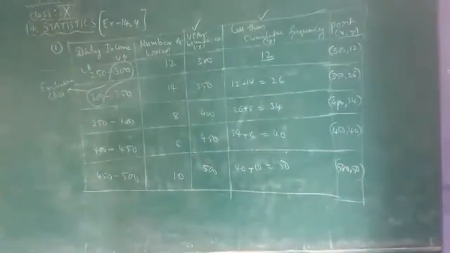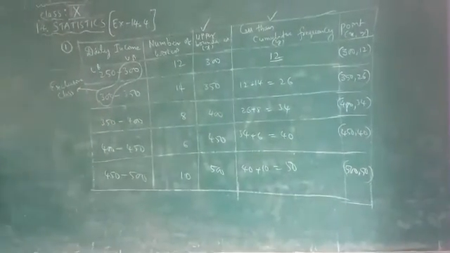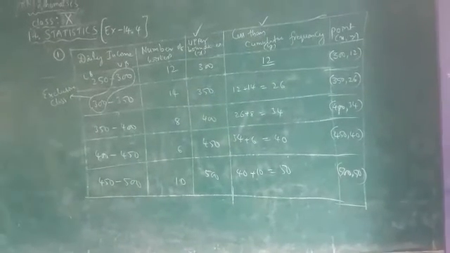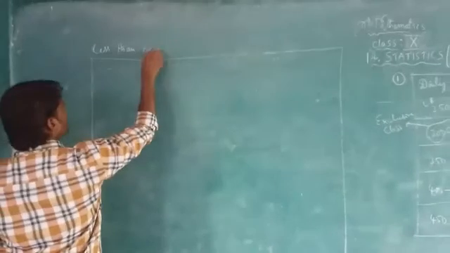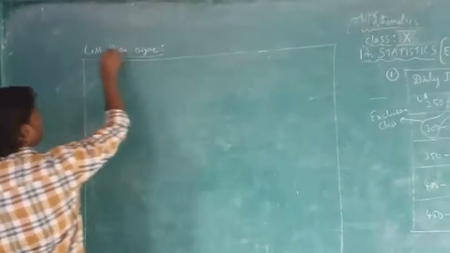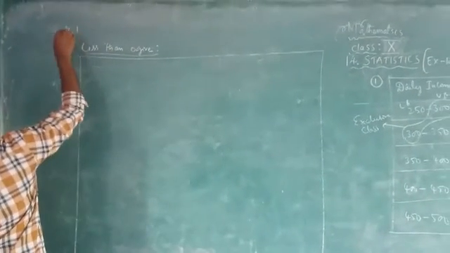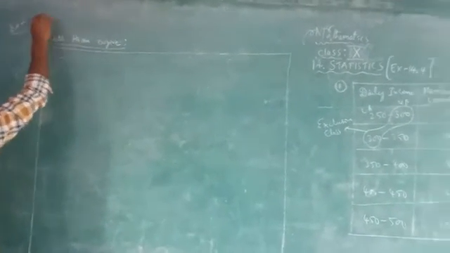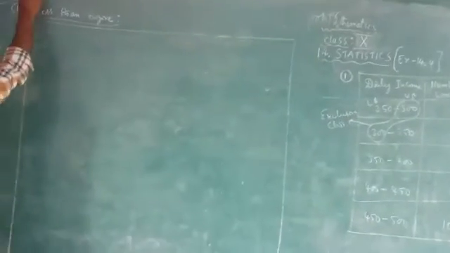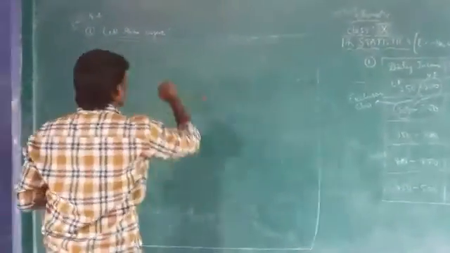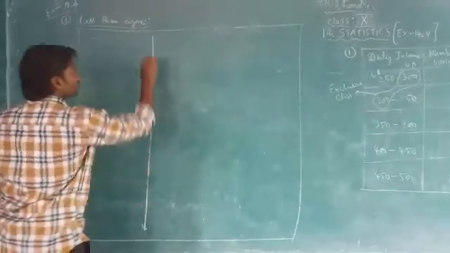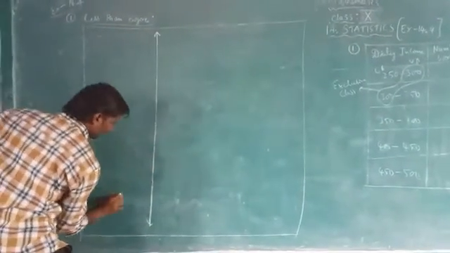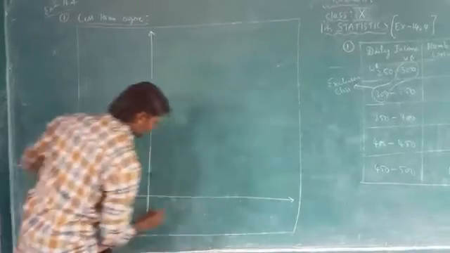Okay children? Now we will do the graph. So you open the graph books and we will draw the graph. Less than ogive. So here I am drawing now, exercise 14.4, first one. First, we will draw the x-axis and y-axis. The vertical line is called the y-axis, and the horizontal line is called the x-axis.